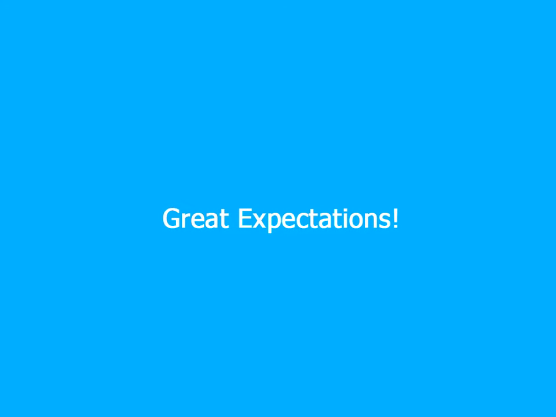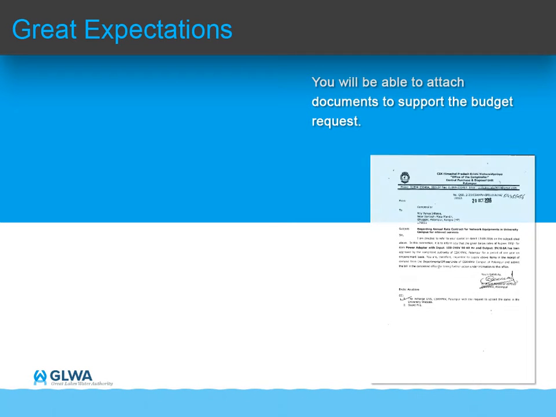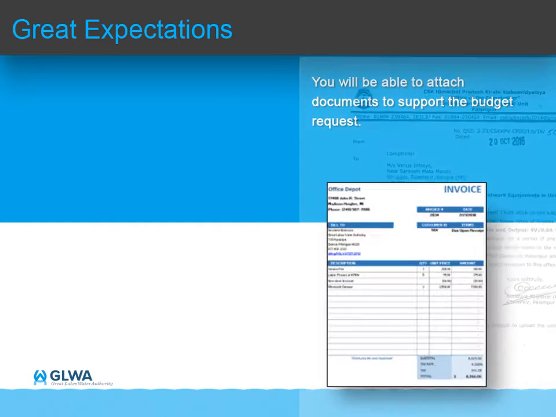Here is what you will accomplish as a result of this course. When you have completed this course, you will be able to enter a new budget item, edit existing budget information, using the BS&A General Ledger application. You will be able to attach documents to support the budget request. Attaching documents such as contract agreements and invoices.